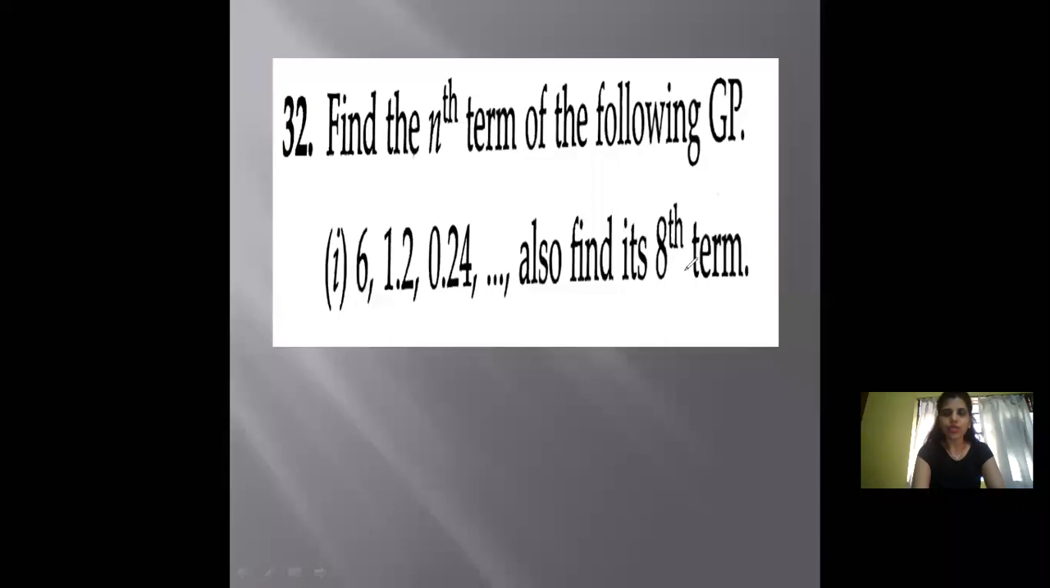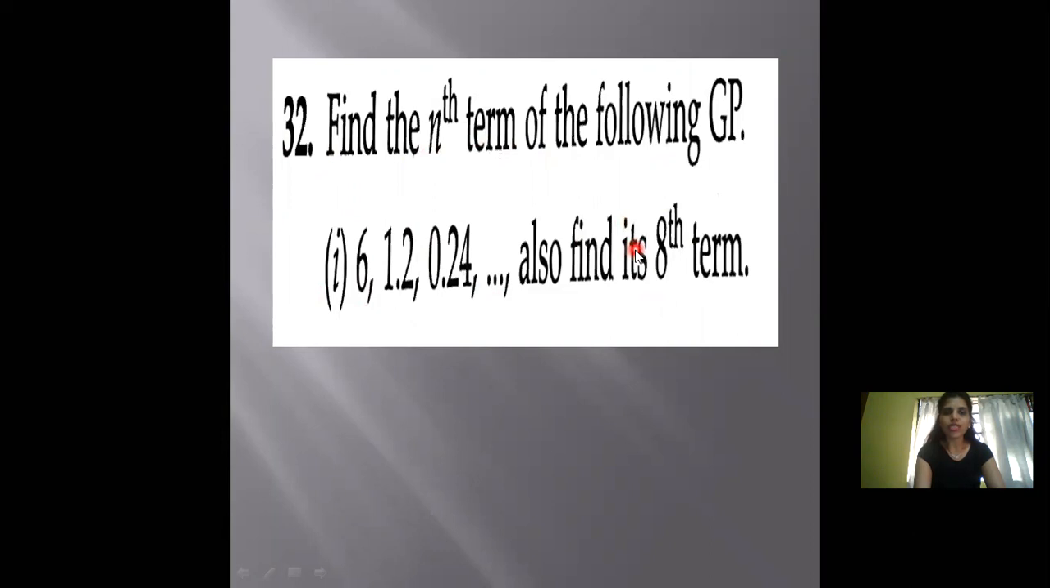Hello children. So today we are going to start with 9C 32, question number 32. You can see over here it's written: find the nth term of the GP. The GP series is given to you and you have to find the 8th term.